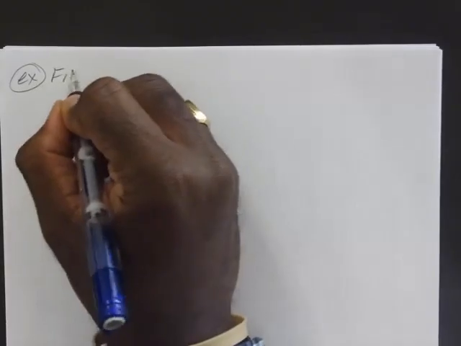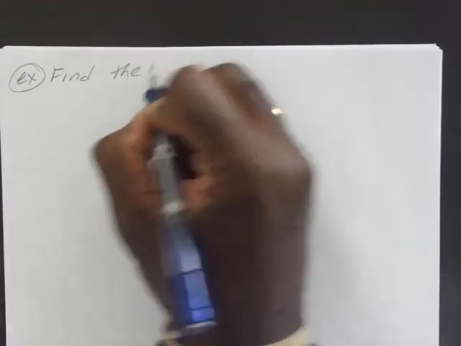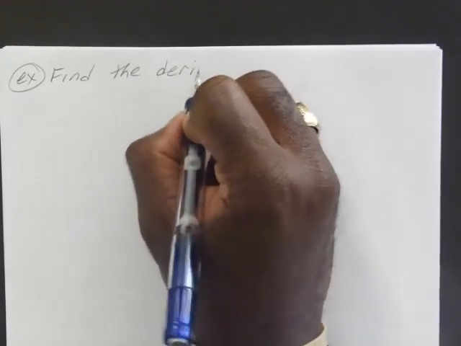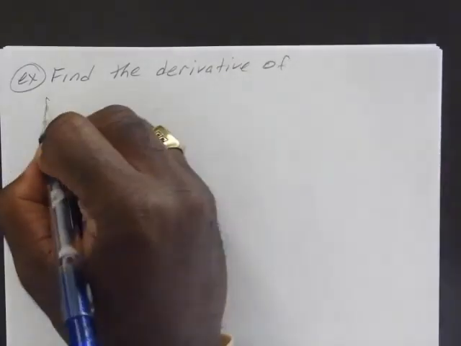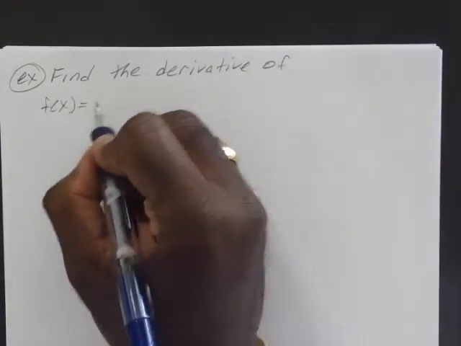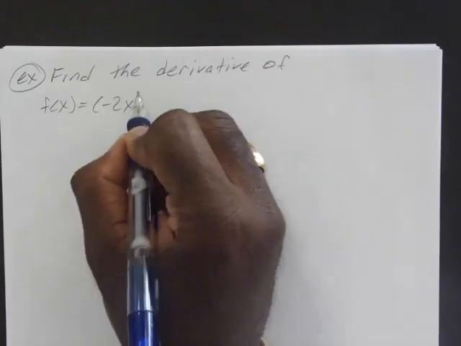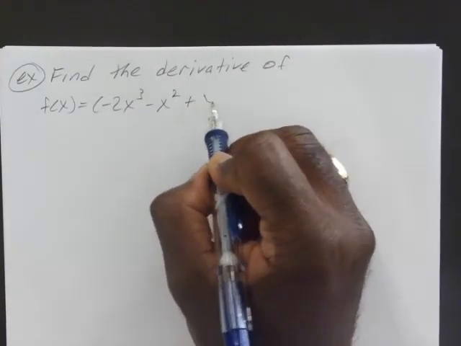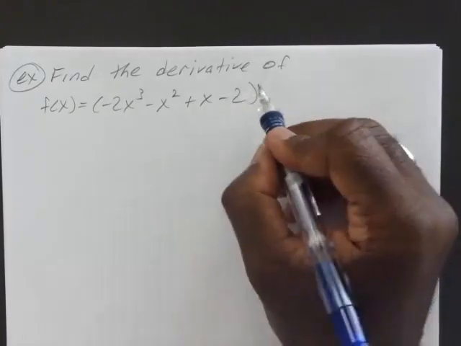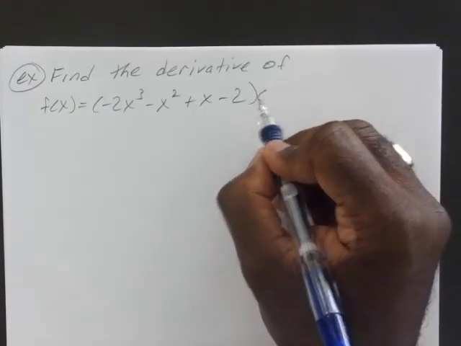Okay, let's say, for example, if we wanted to find the derivative of f of x is equal to -2x to the third power minus x squared plus x minus 2 times cosine of x.